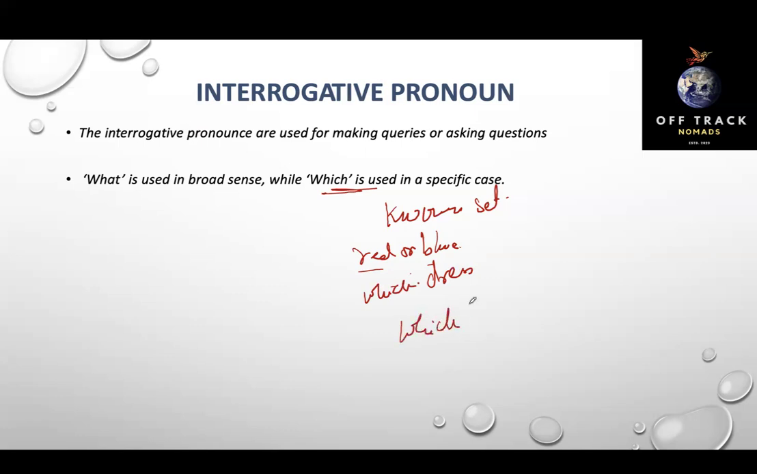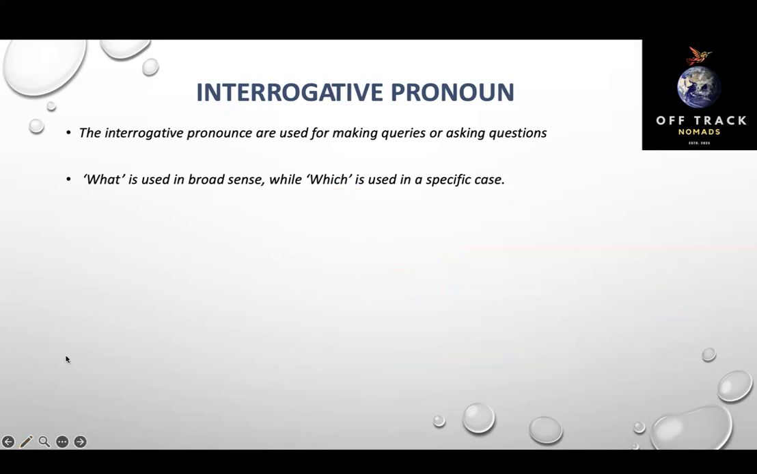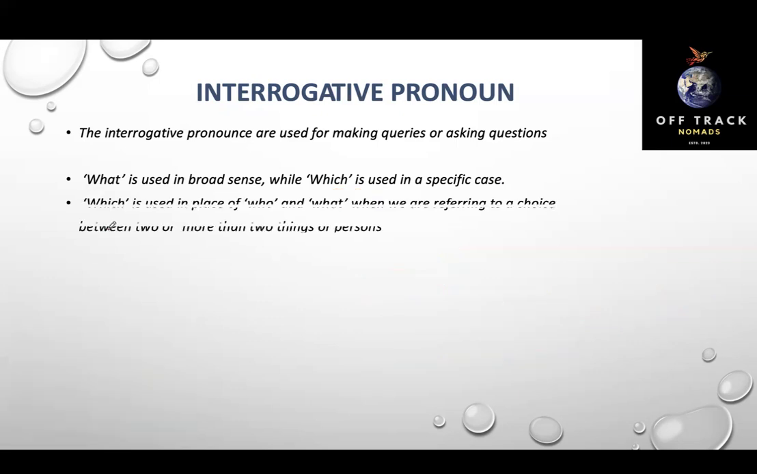If I say, which book did you read yesterday? So here, the books are already known. I'm talking about something specific. Clear? I hope this is clear. Think of which as asking, choose from these. When you have to say choose from these, there you can ask the question with which. So they have a very specific usage as an interrogative pronoun.